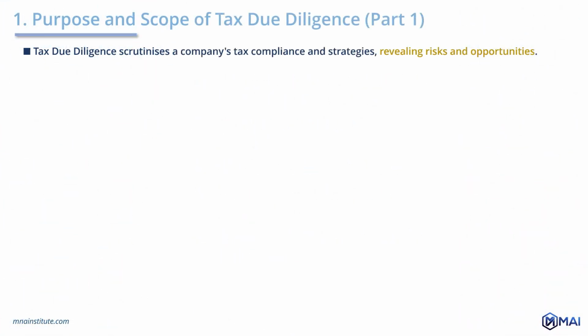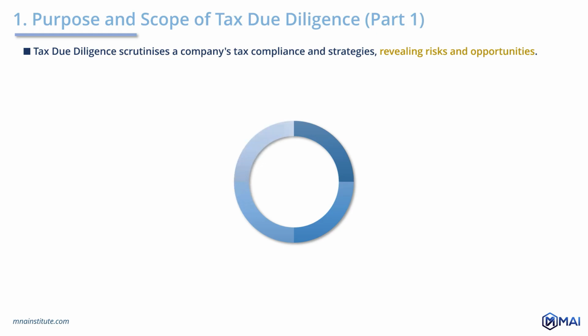Tax due diligence, TDD, in M&A assesses potential tax liabilities and benefits that can significantly impact the transaction's financial outcomes. It involves a thorough analysis of the target company's tax compliance, obligations, and strategies, ensuring that buyers are well informed about any tax risks or opportunities associated with the acquisition.